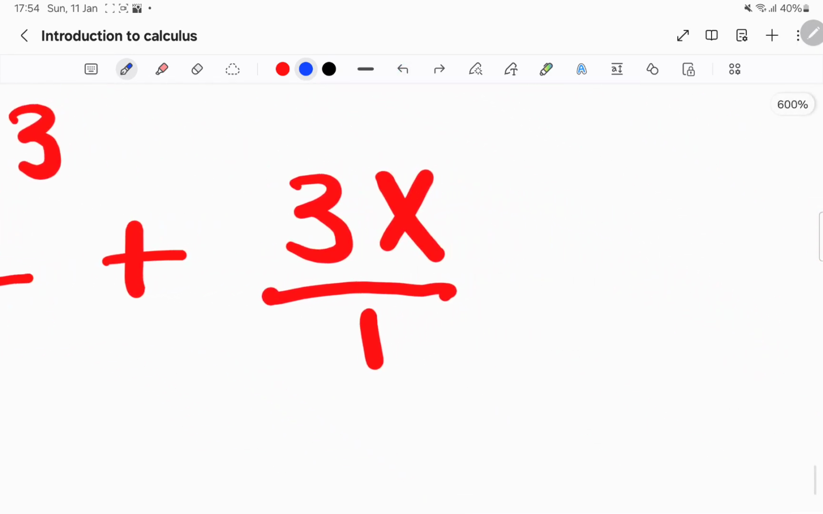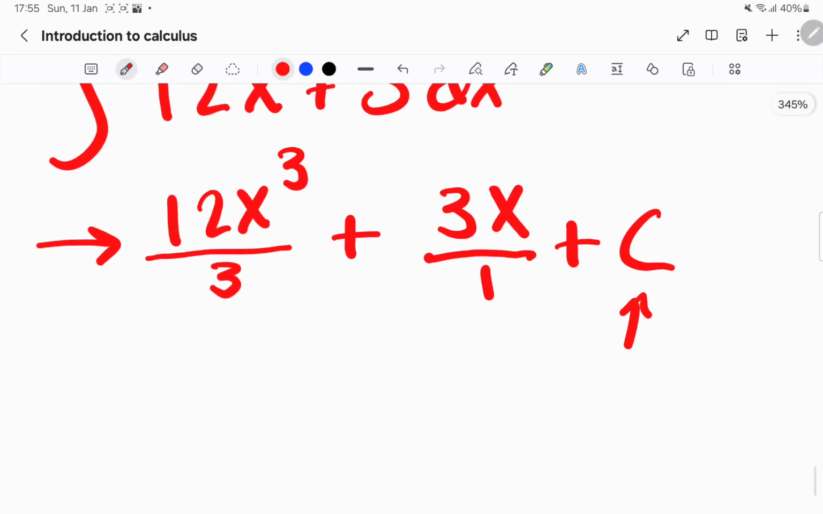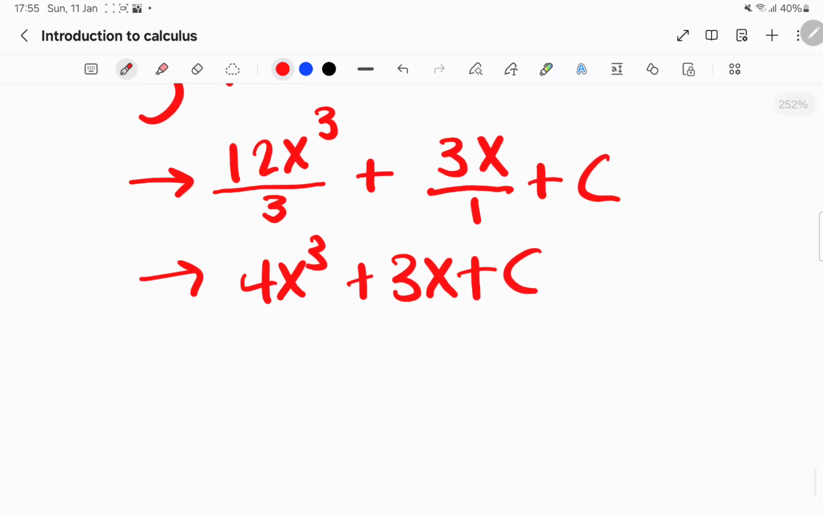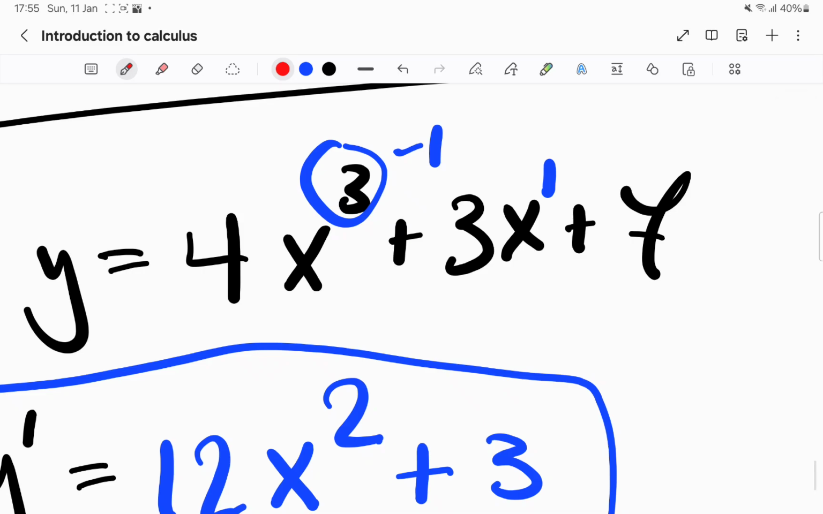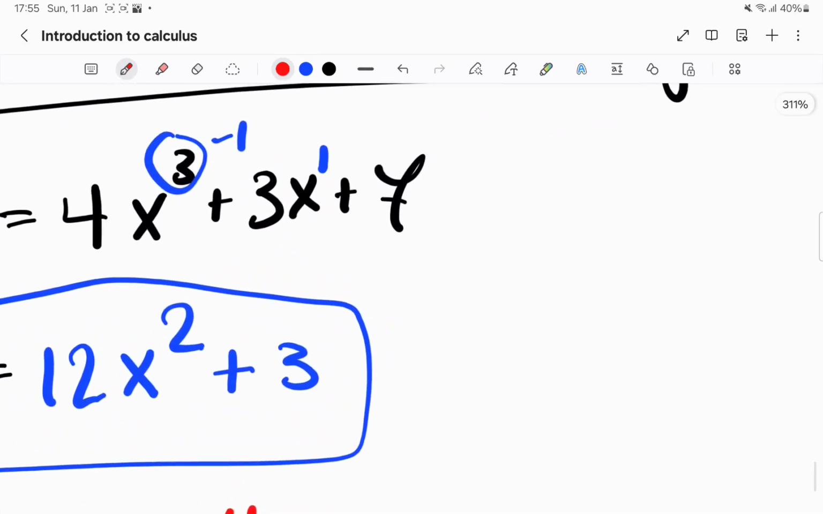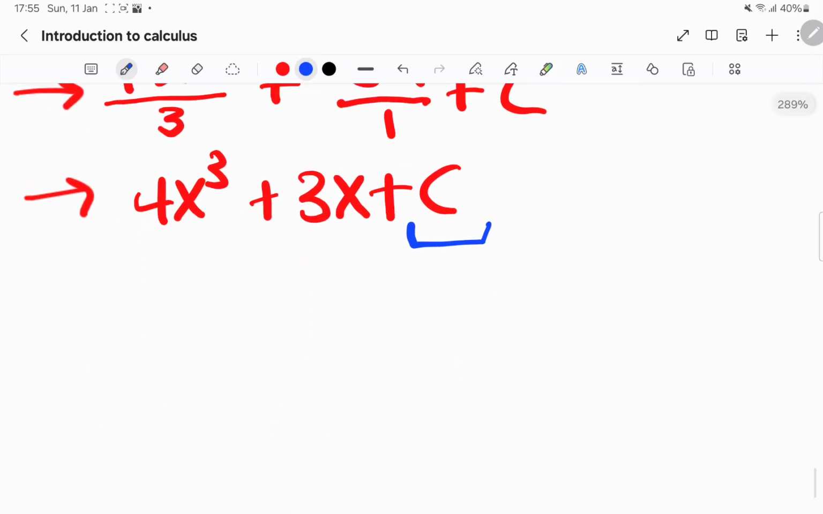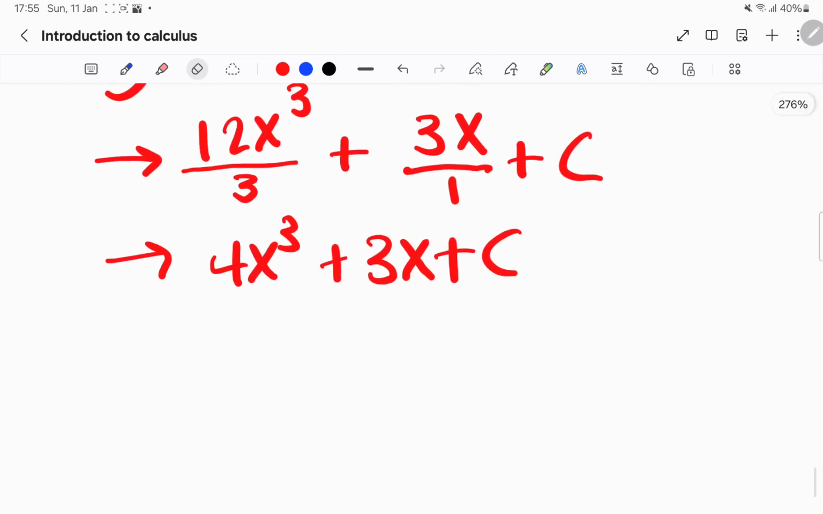Whenever you're doing an indefinite integral, you always add a plus c, and this means it's just a constant. Let me show you guys why that is. Now we get 4x cubed plus 3x plus c. Okay? Remember our original equation, y equals 4x cubed plus 3x plus 7? You see why we add the plus c? Because when you integrate, you don't get those numbers. You put a plus c just to show that they do exist, but we can't find them unless we're given points to plug in to the equation, okay?